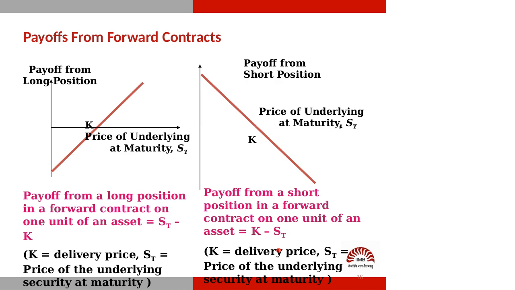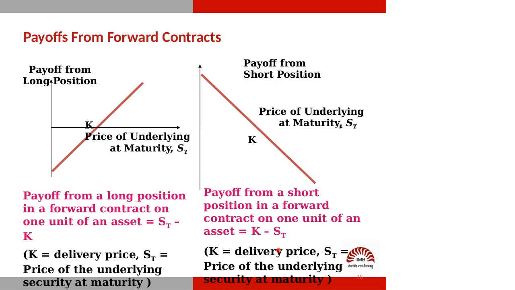So essentially what will happen? You are buying at K. If the price is exactly K on that day, your profit is 0. However, as the price increases, your profit keeps increasing because you can buy at K when the market has gone to a price higher than K.